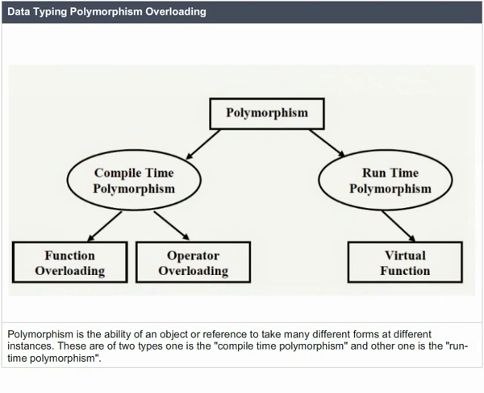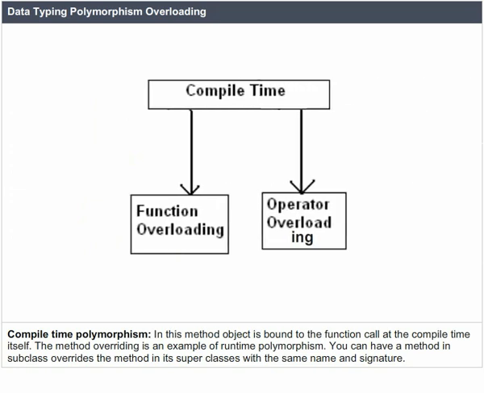Polymorphism is the ability of an object or reference to take many different forms at different instances. These are of two types. One is compile time polymorphism and the other one is runtime polymorphism. Compile time polymorphism: in this method, the object is bound to the function call at the compile time itself.